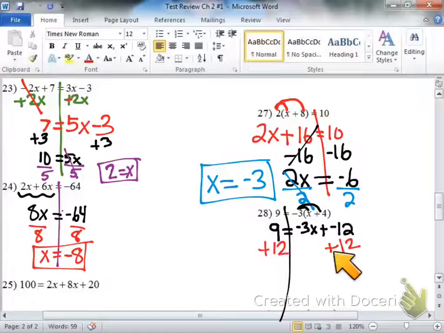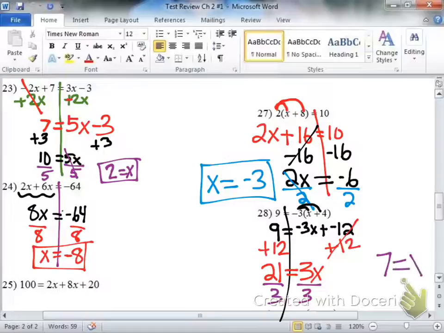Now, some of you might write this as just a minus sign, plus a negative is the same as a minus. If you do that, that's fine. You still end up adding 12. We're all good. That gives me what? 21 equals 3x because the 12s are gone. And the final step, divide both sides by 3. So 21 divided by 3 is, so 7 equals x, or x equals 7. What are your questions?